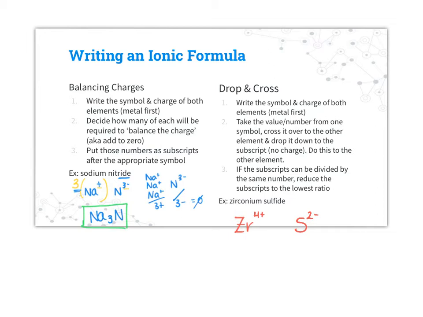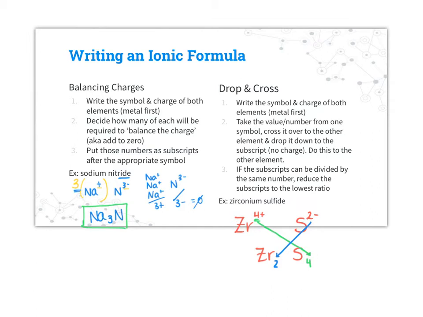So what I'm going to do is I'm going to drop and cross. I'm just going to write their symbols again. I'm going to take the number from the charge of zirconium, and that is going to be the subscript for sulfur. I'm also going to do the same thing with sulfur's charge. It's going to be the subscript of zirconium. So note that we've dropped the charge into the subscript. So they've changed position from high to low, and we've crossed them. They've gone to the opposite element.